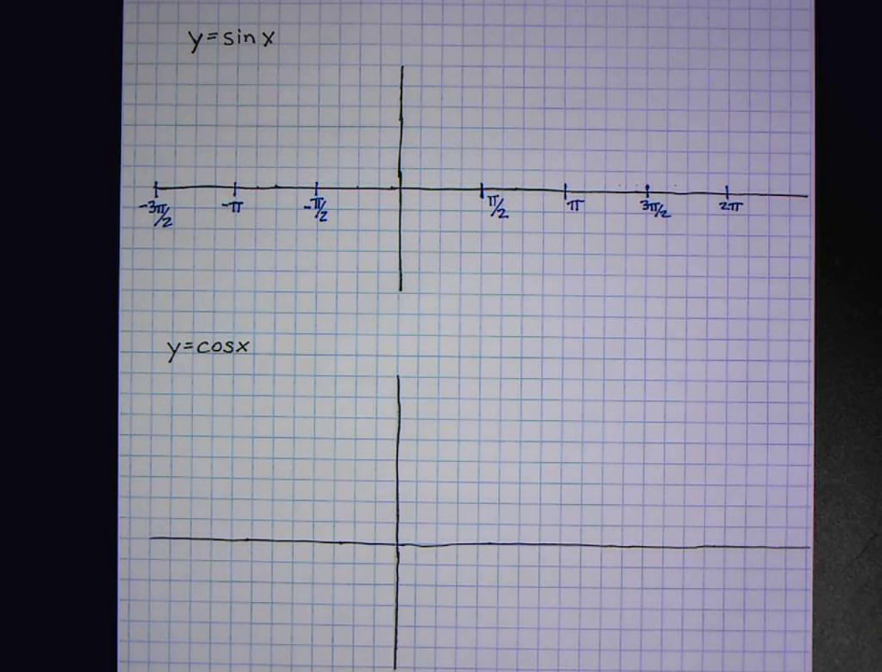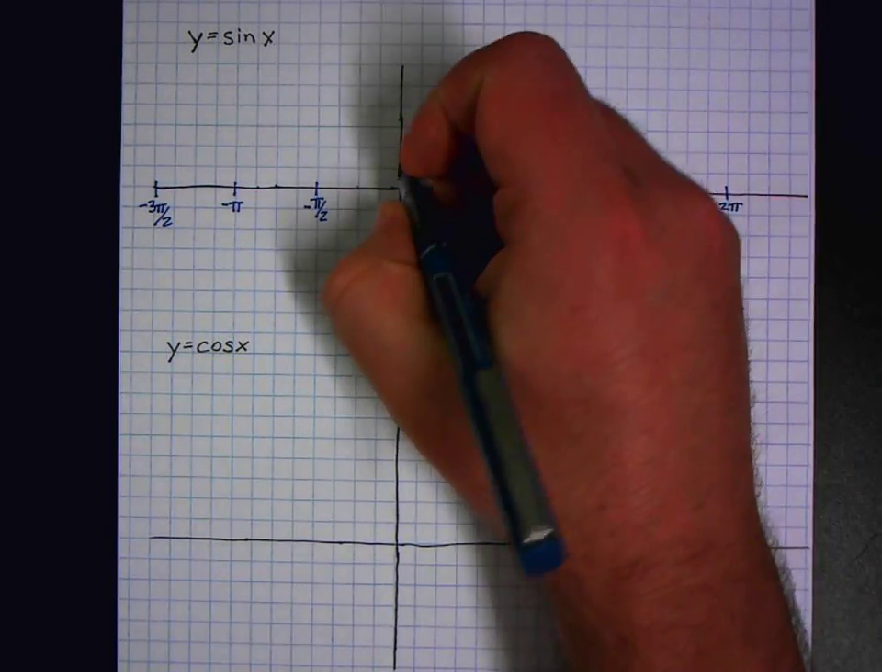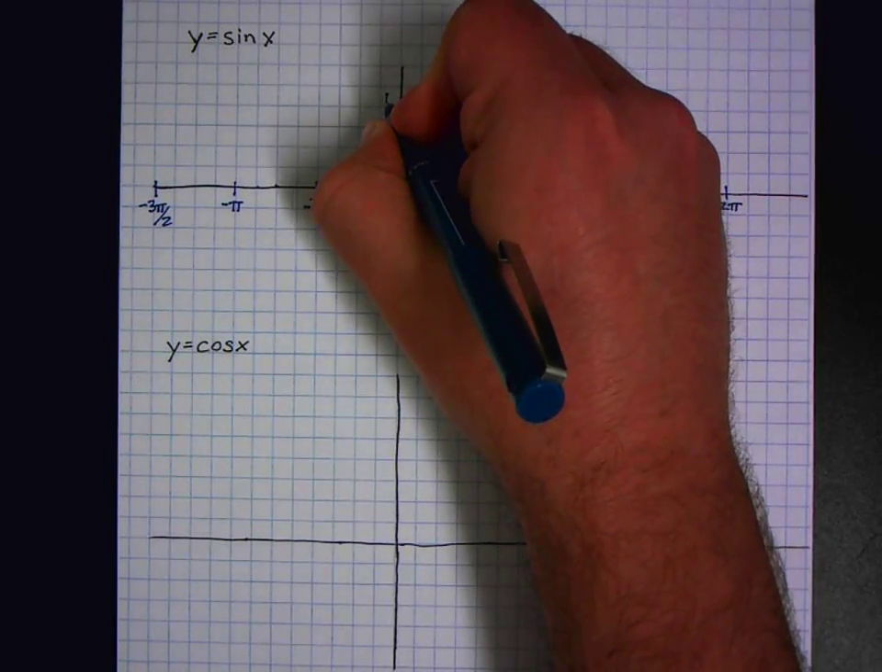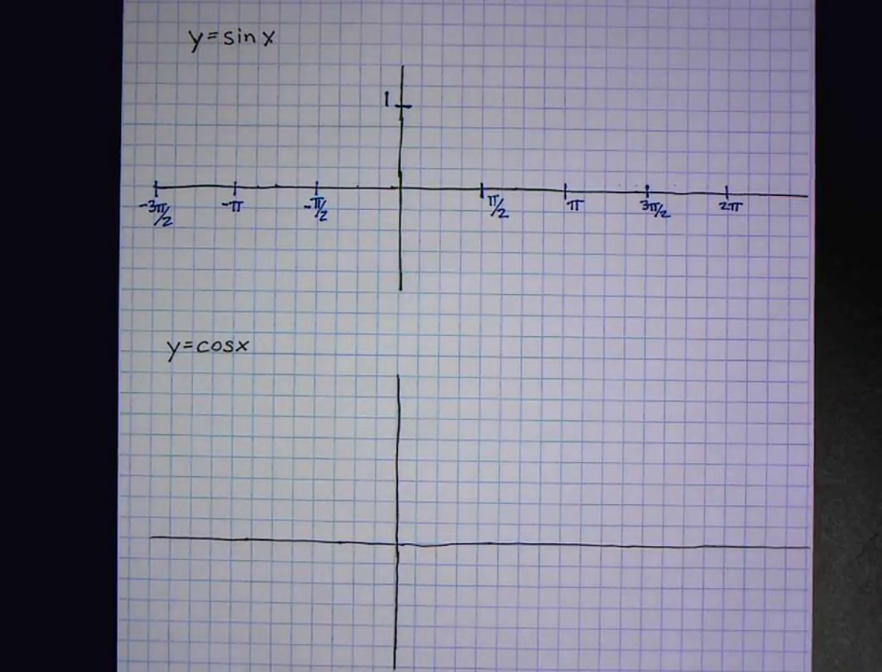Okay, before we get started with the actual graphing, we talked about this in the last chapter. What is the largest value that sine can give you? 1. So the largest y value my sine can be is 1. What's my smallest value? -1.